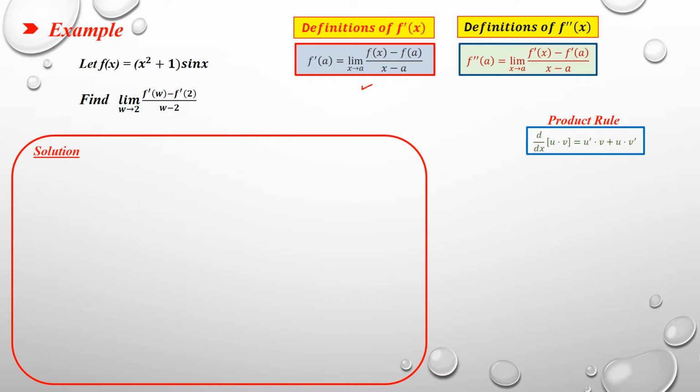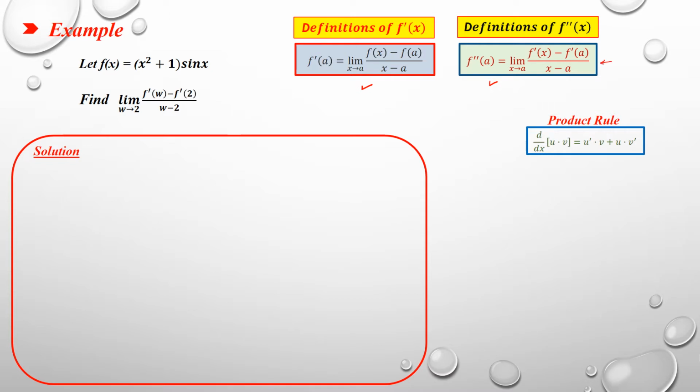As you know, the definition of f prime of x is the limit of f of x minus f of a divided by x minus a. So by comparison, the definition of f double prime of a equals the limit of f prime of x minus f prime of a divided by x minus a.